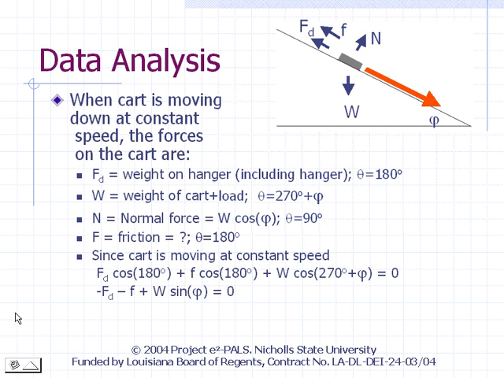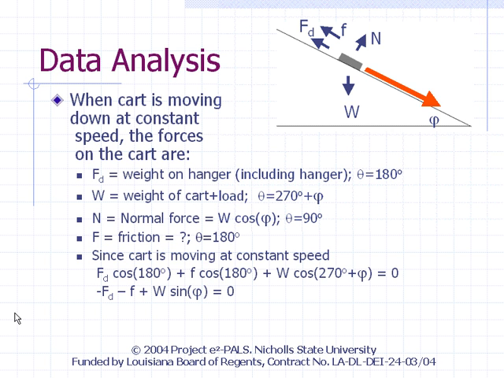When the cart is moving down at constant speed, the forces on the cart are shown in the figure. F sub d is the tension on the string that pulls up the cart. This is equal to the weight on the hanger. The angle theta between F sub d and the displacement vector, the red arrow, is 180 degrees. W is the force of gravity on the cart and its load. Its magnitude is equal to the weight of the cart and load.